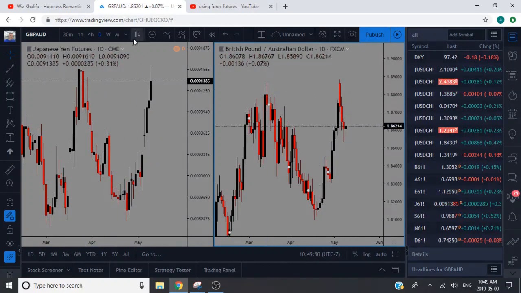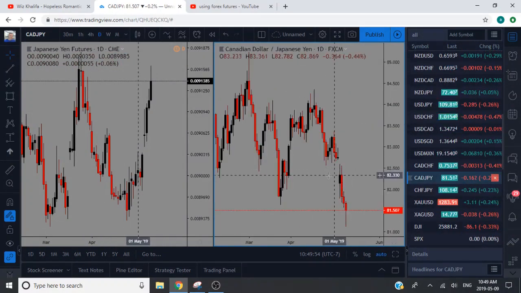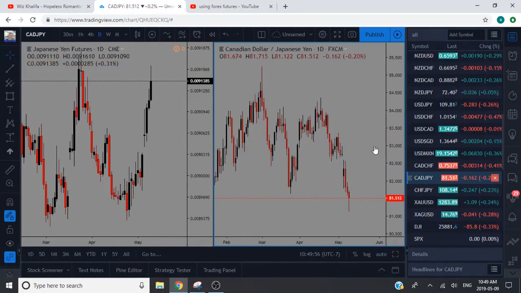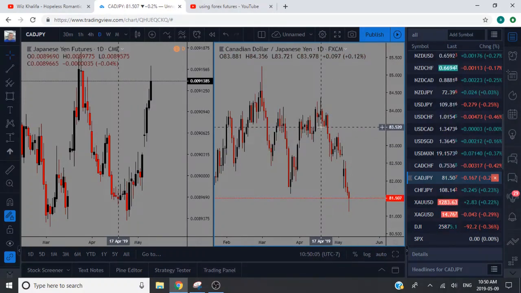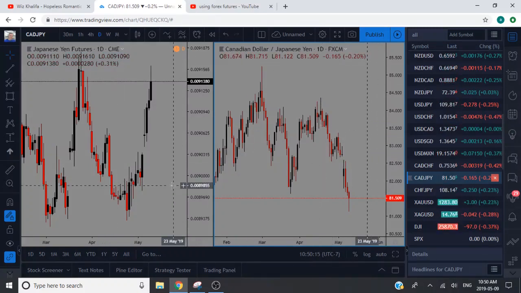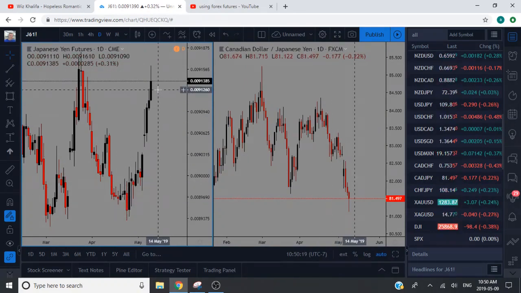The yen's been on a tear for the past couple days. Let's pick up CAD yen. Now you're going to see an inverse correlation. You're going to see the CAD yen falling because the Canadian dollar is the base pair. So if the Canadian yen falls, that means the yen is gaining strength and the Canadian dollar is losing strength. Here on the left side, we have the yen futures. You can see where since April 24th, the big rally started.